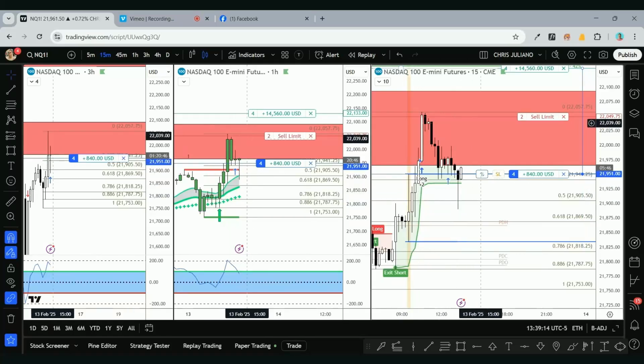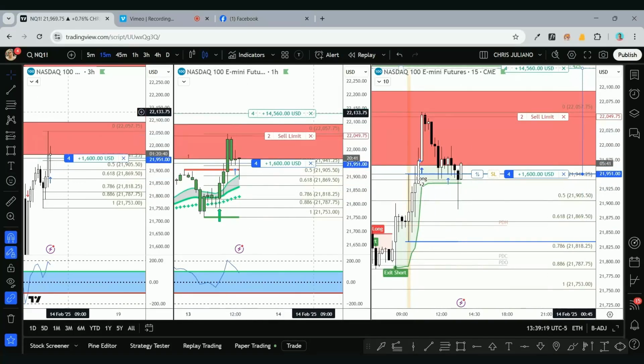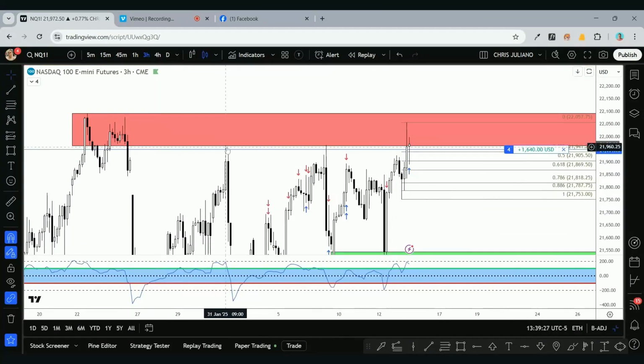The other thing I didn't like was that we are right below supply. This is the 3-hour supply. Take a look at how I drew it. Let's go out. There you go. Okay, there's your 3-hour supply. Resistance number 1. Resistance number 2. And boom, we broke through it.